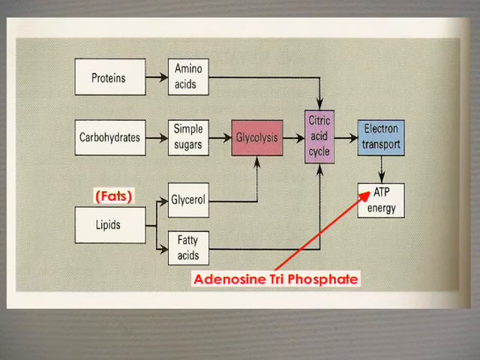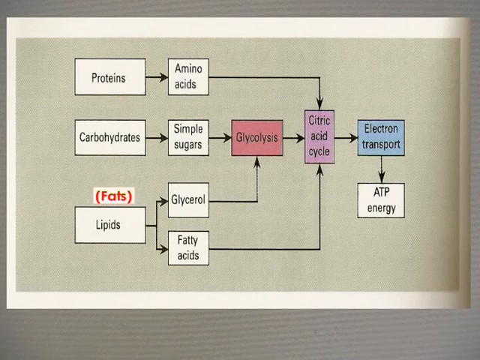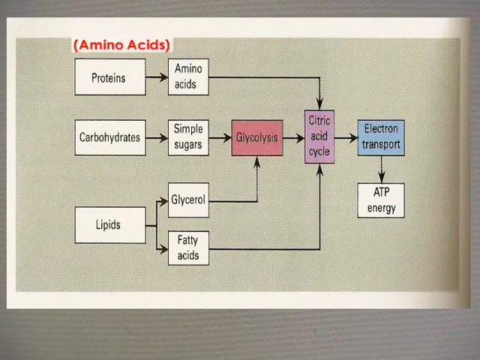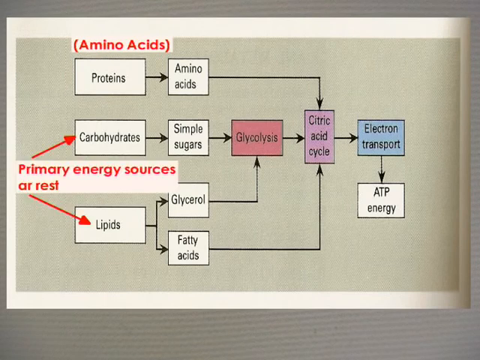Fats are broken down in the muscles and fat cells to glycerol and free fatty acids, which are transferred to cells and stored again as ATP or adenosine triphosphate. Proteins, specifically amino acids, can be broken into glucose via gluconeogenesis in the liver and free fatty acids via lipogenesis.